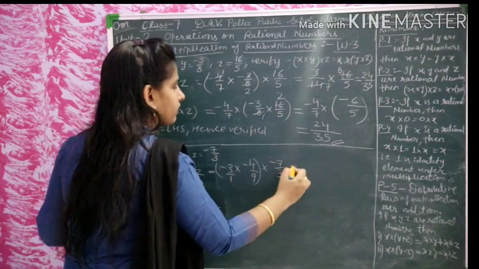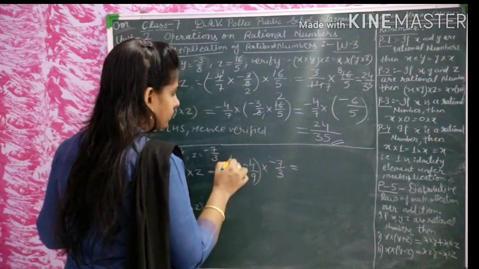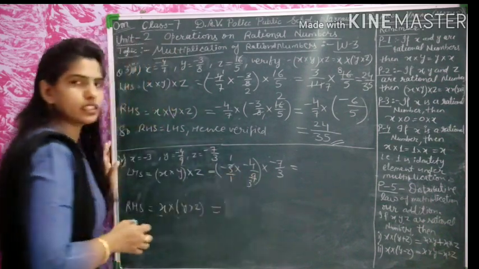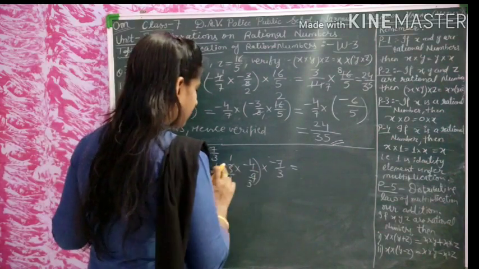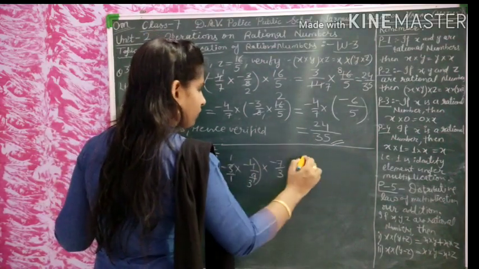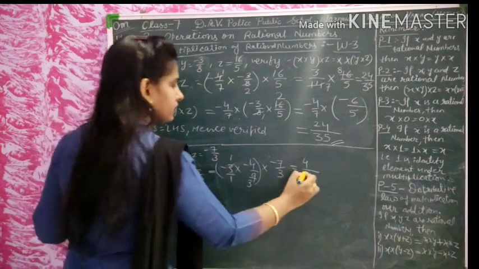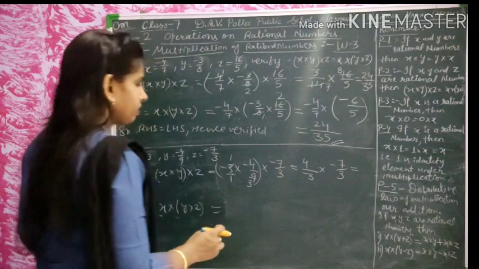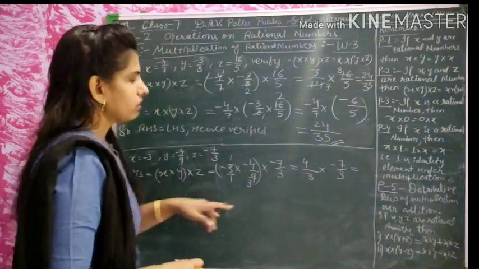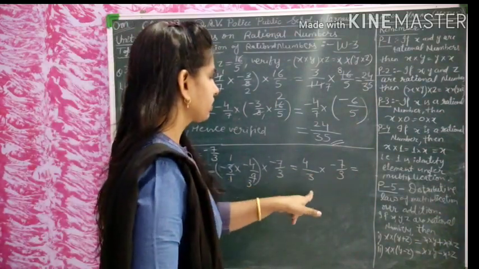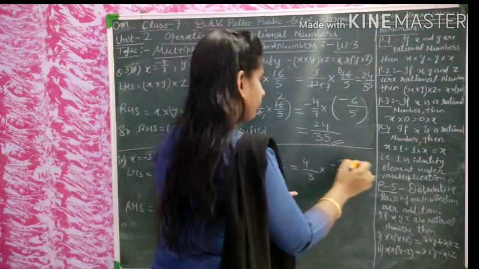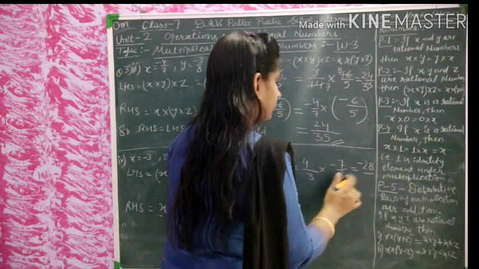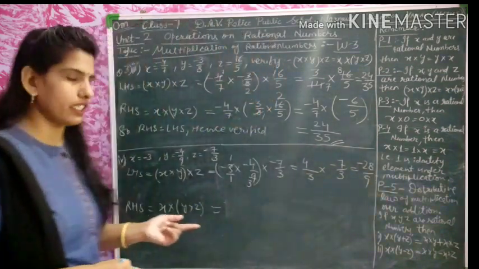Let's see there. Minus 7 by 3. Is there any number dividing by the same number? Yes. 3 1 is 3, 3 3 is 9. Both are dividing by 3. So we will get minus and minus, that is plus here, and 4 1 is 4, 3 1 is 3, into minus 7 by 3. Do any numbers cut each other? No. So we will get here minus 4 7 is 28 divided by 3 3 is 9. This will we get here.